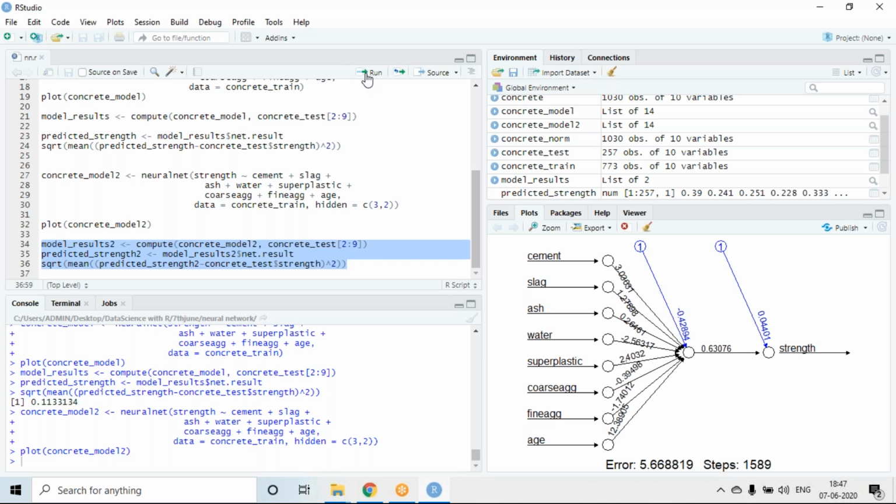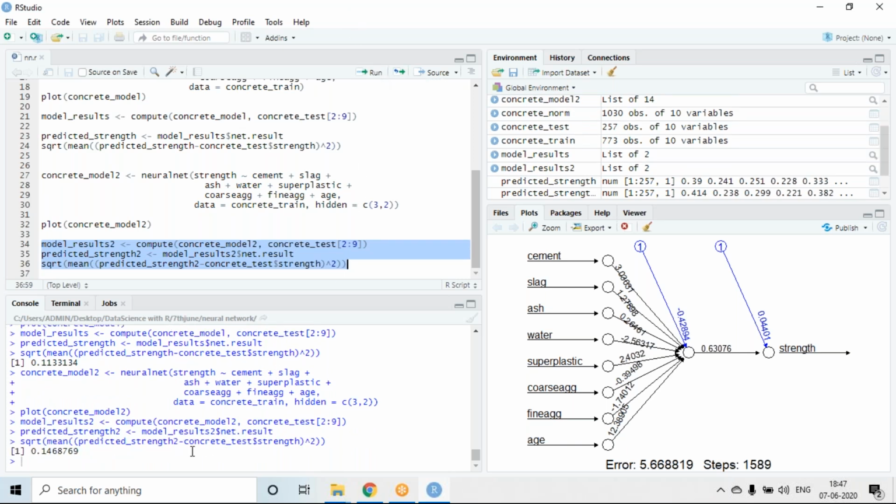So compute function, and then we measure the RMSE. Root mean square error has increased to 0.1468. Previously it was 0.1133. So this hidden layer model is not giving the better result. See, Sanindos's was 112 because his computer and this computer are different.